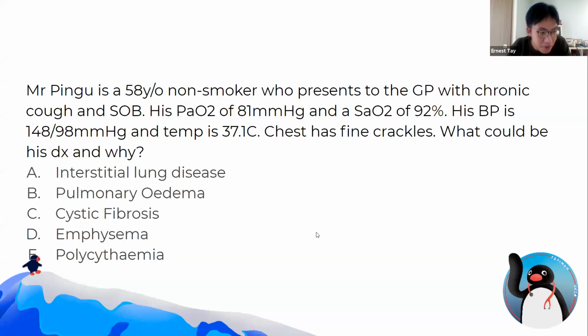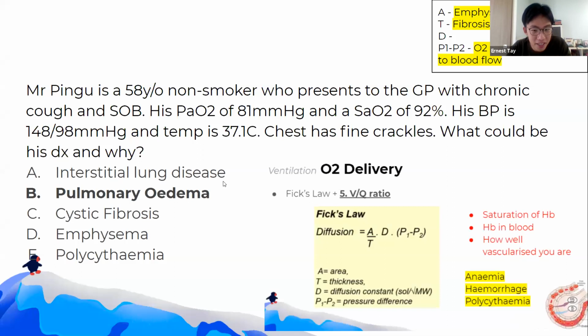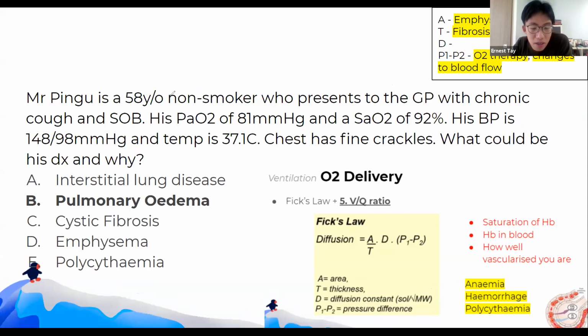Okay, so the answer for this is B. And why is it B? I'll just explain it briefly. So same thing, we read the stem. Firstly, Mr. Pingu is a 58-year-old non-smoker.